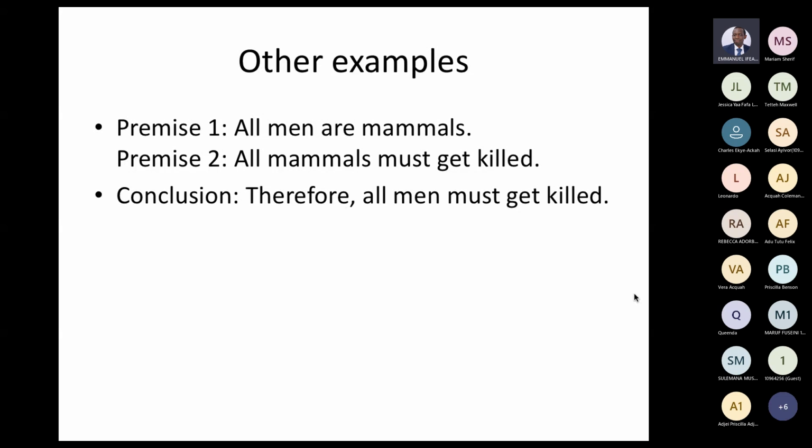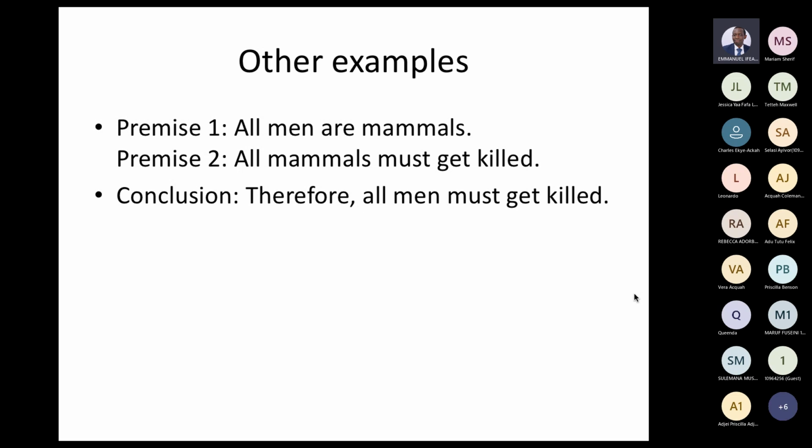Let's look at other examples. All men are mammals. All mammals must get killed. Therefore, all men must get killed. If you look at this argument, you see that it's a hypothetical syllogism. All men are mammals. All mammals must get killed. All A are B. All B are C. Therefore, all A are C. So it's a hypothetical syllogism. That makes it a valid argument.